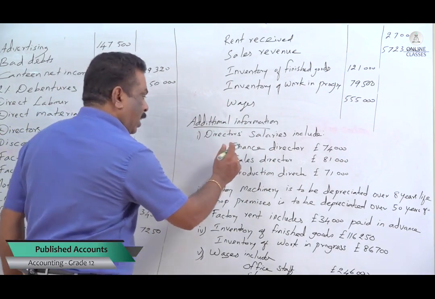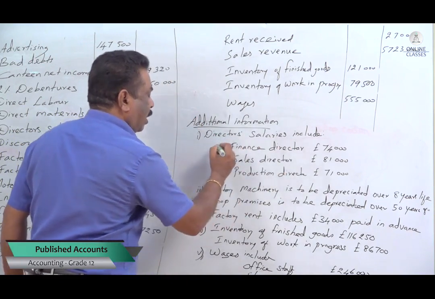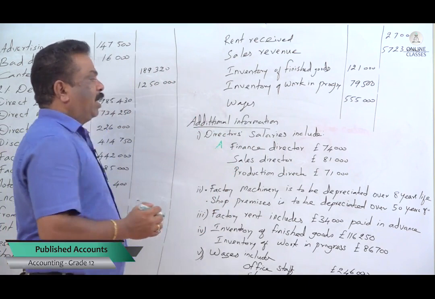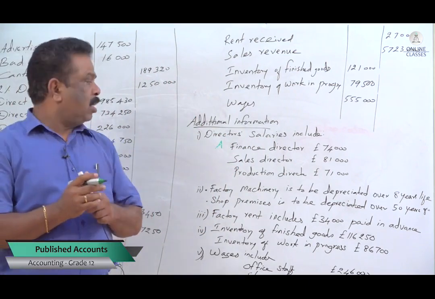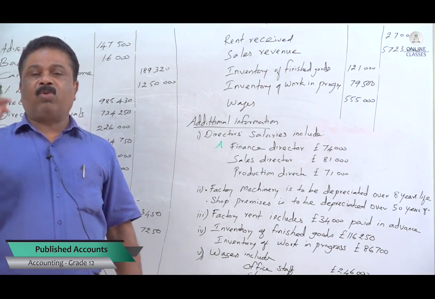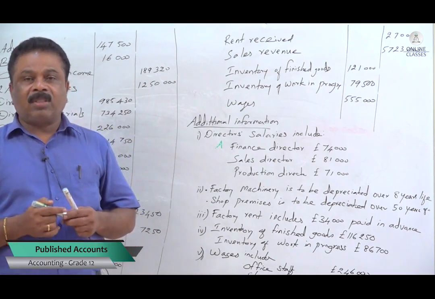So I will just identify this finance director salaries as A. A stands for administration costs. Next, sales director. The word it says, I have explained to you what is distribution cost.